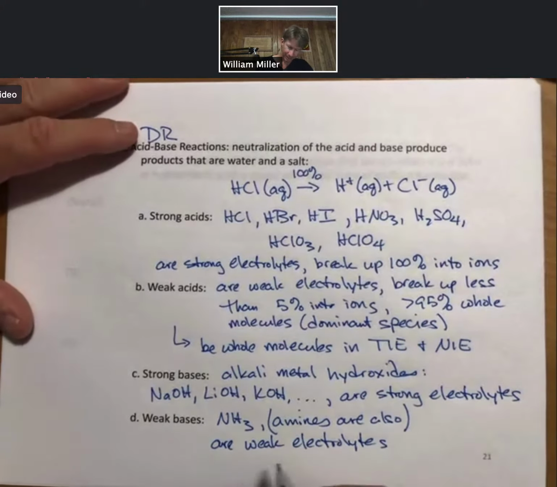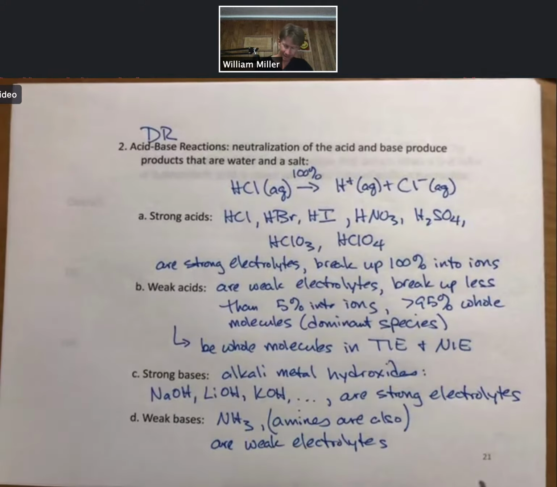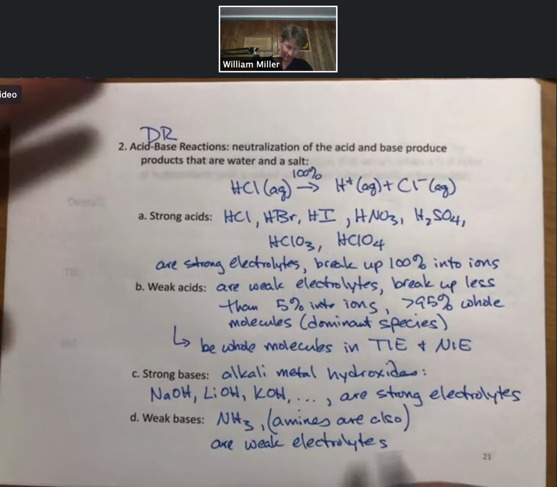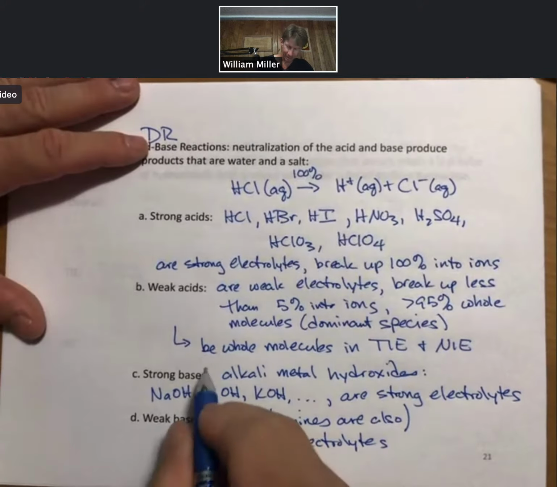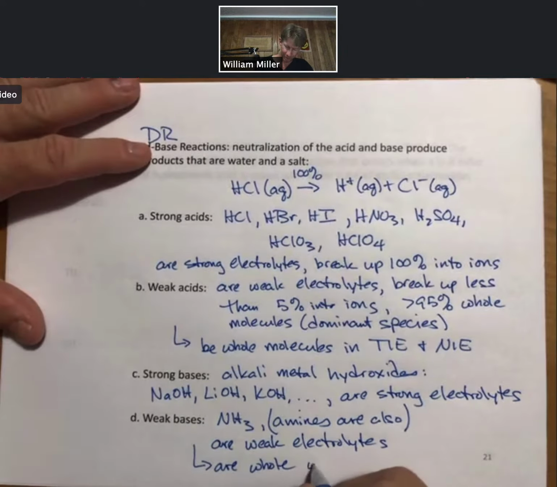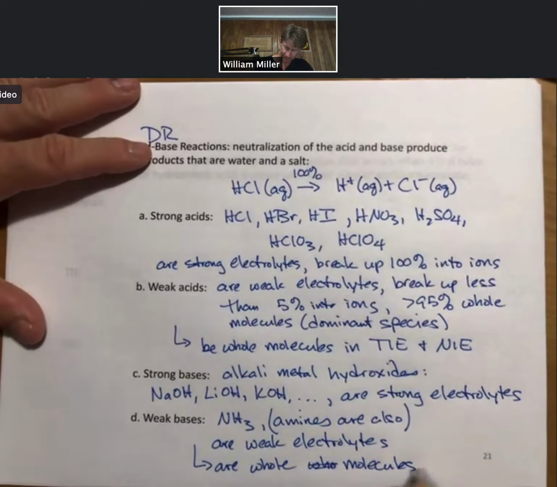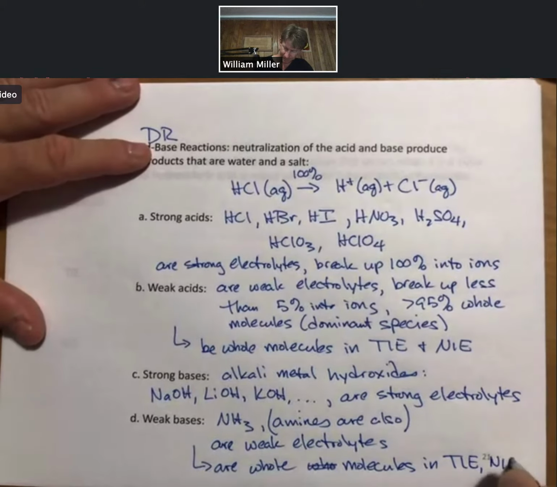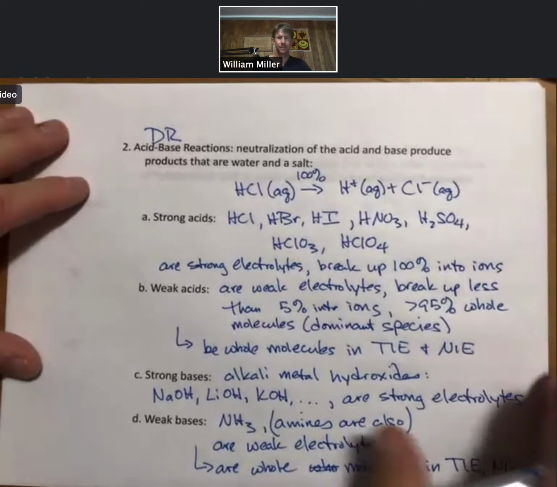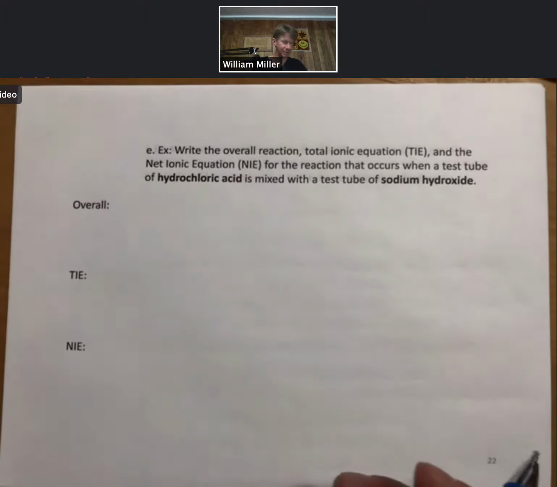And weak acids, weak bases: whole molecules. I'm not sure how I got there before, but we're going to write whole molecules in TIE and NIE. So there's some good definitions we're going to use.